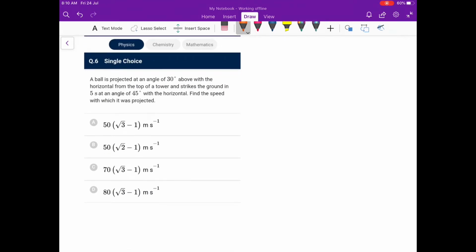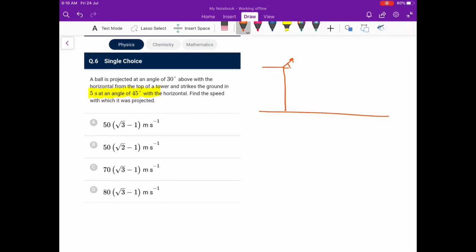A ball is projected at an angle of 30 degrees above the horizontal from the top of a tower and strikes the ground in 5 seconds at an angle of 45 degrees with the horizontal. Find the speed with which it was projected. Okay, so it was projected at an angle of 30 degrees with the horizontal from the top of a tower like this. This is at 30 degrees, and okay, let me do this.